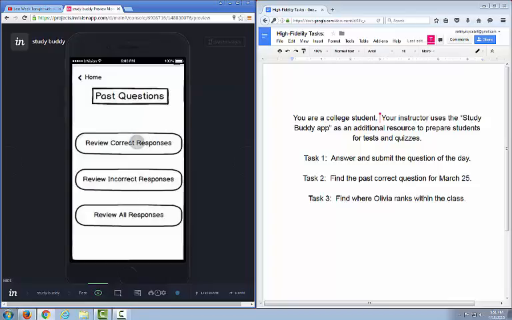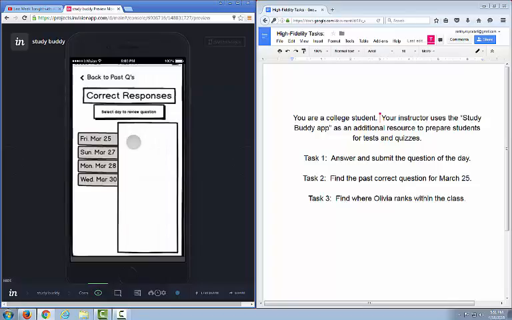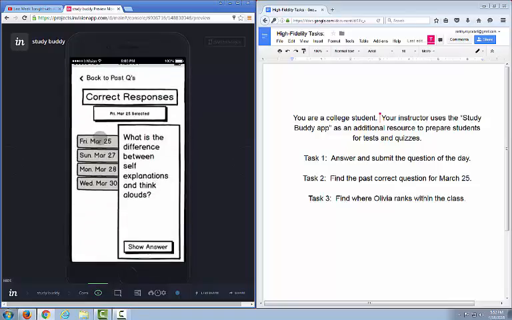So I'm going to review correct responses for the past. And I know that I've got a couple different options here of which days I want to choose, and I want March 25th. I notice the correct response comes up and it shows me that this day is selected, so I know I'm on the right day here.